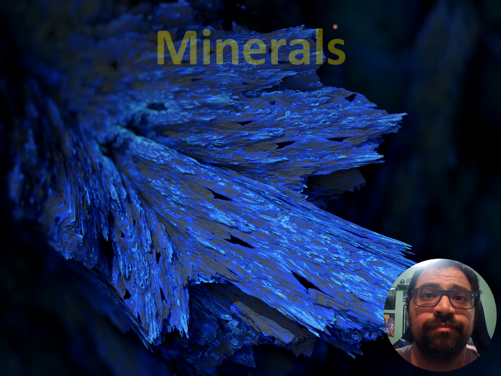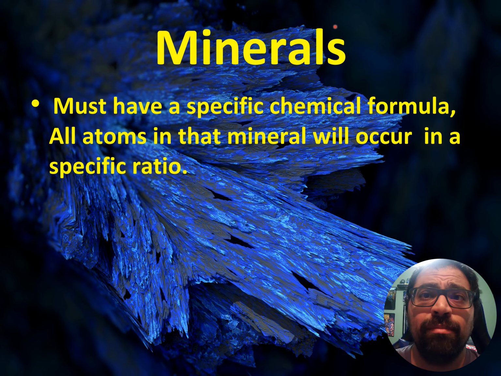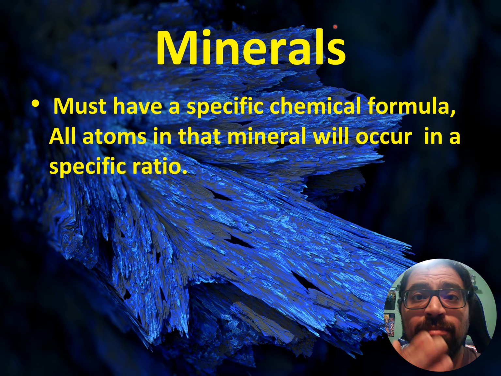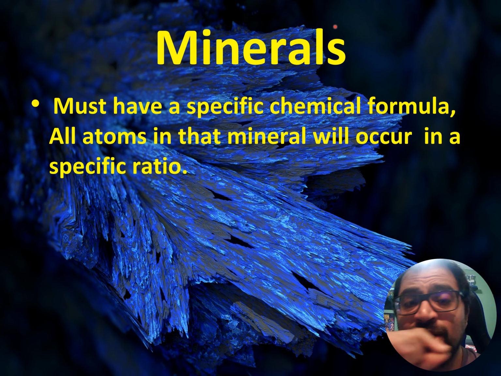So let's keep going. What else do we have? A mineral must have a specific chemical formula. What does that mean? That means all the atoms that make up that particular mineral must occur in a specific ratio. So if you have hydrogens and oxygens and carbons and silicons, each one of those individual elements has to have a specific ratio in the thing.